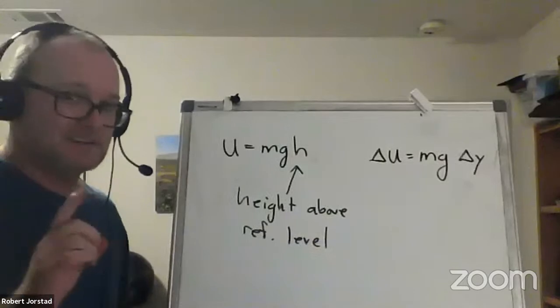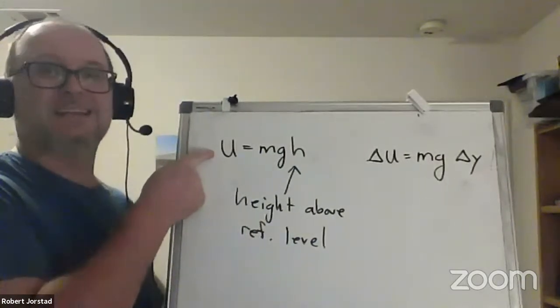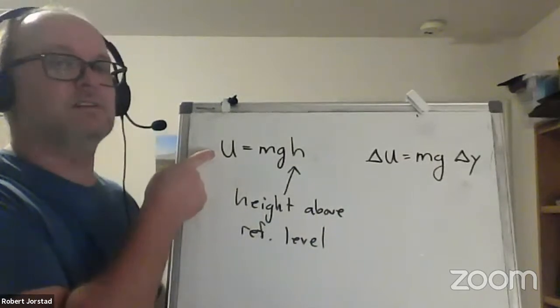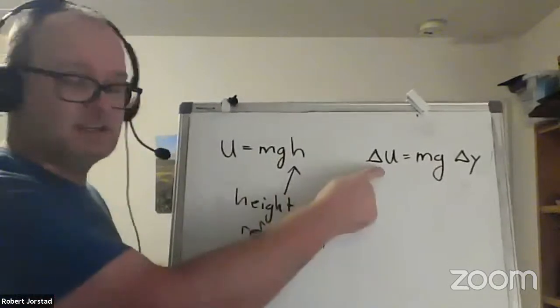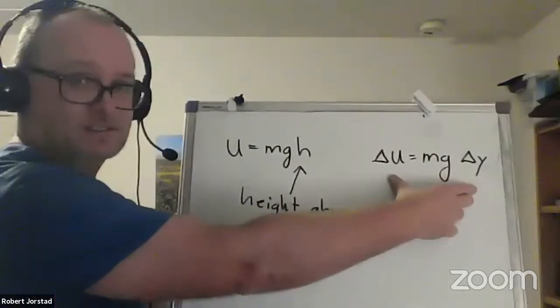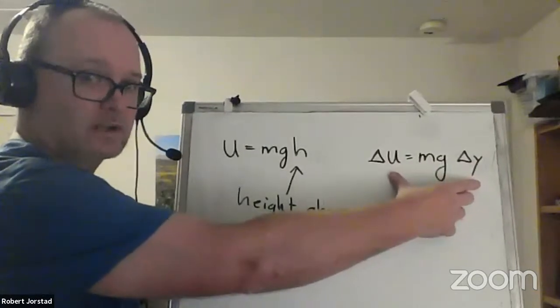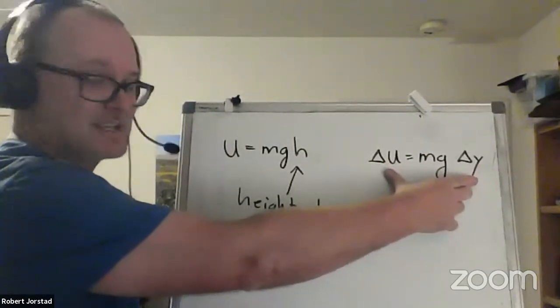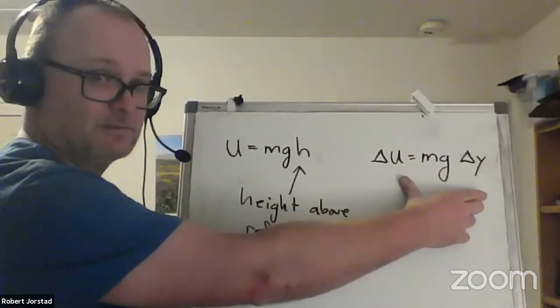So here's the interesting part. These numbers mean nothing. Absolutely nothing. What matters is a change in U. This is the quantity that has physical significance. This is the quantity that relates to work. This is the quantity that's the same in every single problem, no matter where you put your reference level.